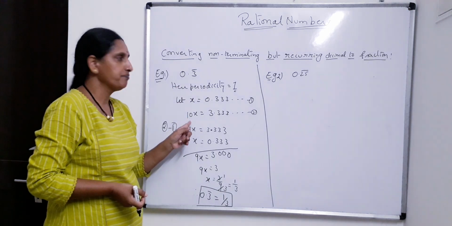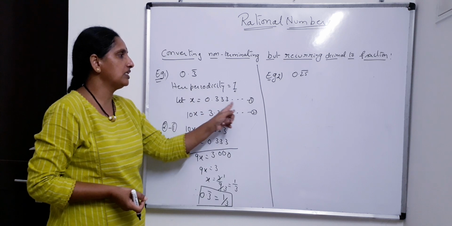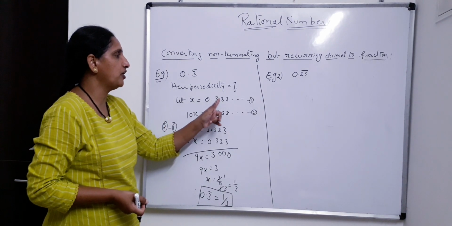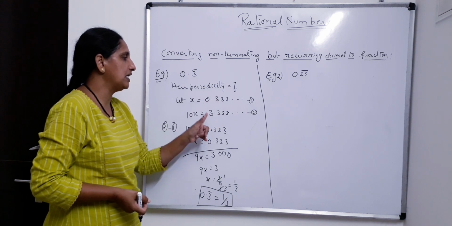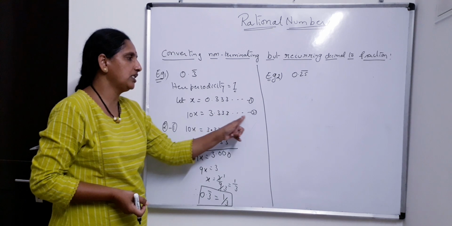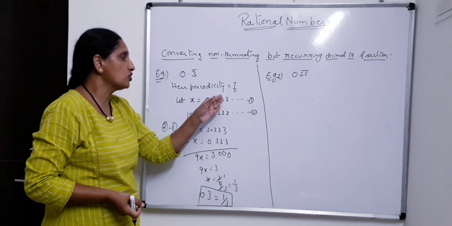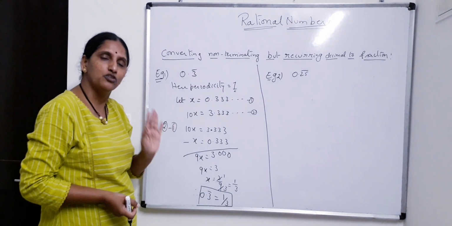Multiply it with 10. So you are taking the given value as x. x is equal to 0.3333 and so on. 10 times x, 10 times 0.3, is 3. 3 point, again 3, 3, 3, 3. How many 3's you want, you can take. But we wanted to eliminate this decimal. So how many 3's you are taking here? After the decimal point, those many 3's only you take.